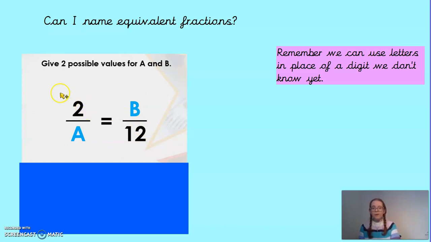For example, if we decided to double our 2 to make a 4, what do we need to do with our 12? So if we double 2 to make 4, we need to halve our 12, which would give us 6. Can you pause me and see if you can find any other options here? Remember that whatever you do to the denominator, you must make sure you do the same to the numerator.